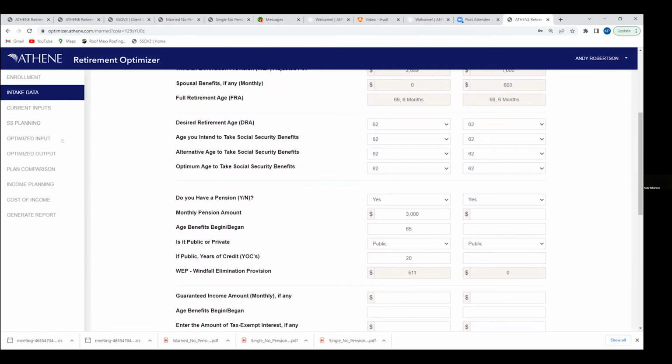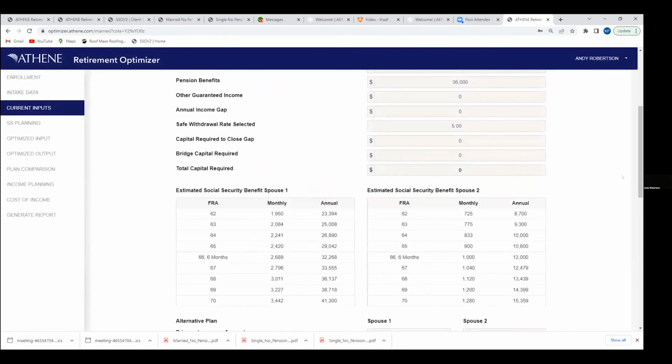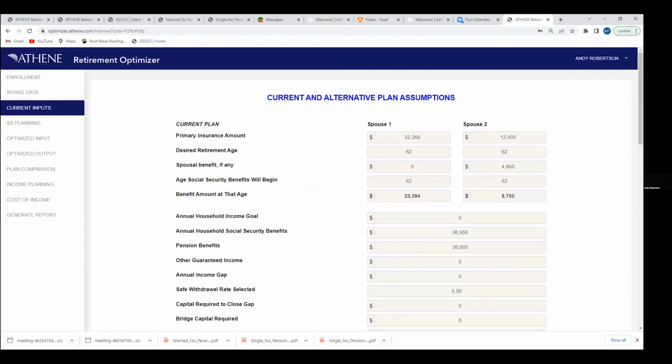$511. Right. Then it shows up on this page. It's going to provide the spousal benefit, if any, that they would get. To figure out the total amount of Social Security we're going to account for, you take their benefit amount at that age, the spouse's benefit amount at that age, plus the spousal benefit, if any. The spousal benefit is directly impacted by the WEP because the PIA we're using to determine it is reduced as a result of the WEP reduction.